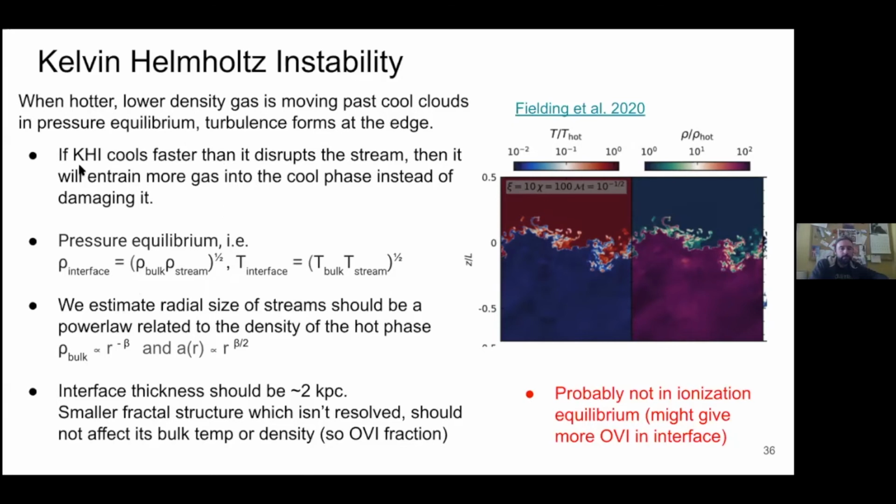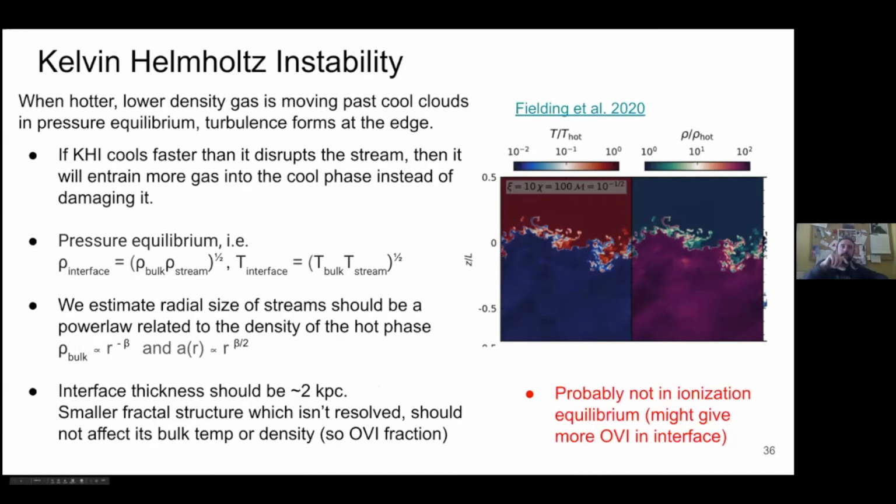So we estimate, since we know that this will affect how much mass is in the stream total, like mass per length, we know what the density of the stream has to be, according to this. And so we know what the volume of the stream has to be, because we have mass and density. And so if your density scales as a power law, the size of your stream should scale as that same power law divided by 2. And we also know that the interface thickness, when we approximate that, should be about 2 kiloparsecs. So it has this smaller fractal structure, which isn't necessarily resolved, but it won't affect its bulk temperature and density.